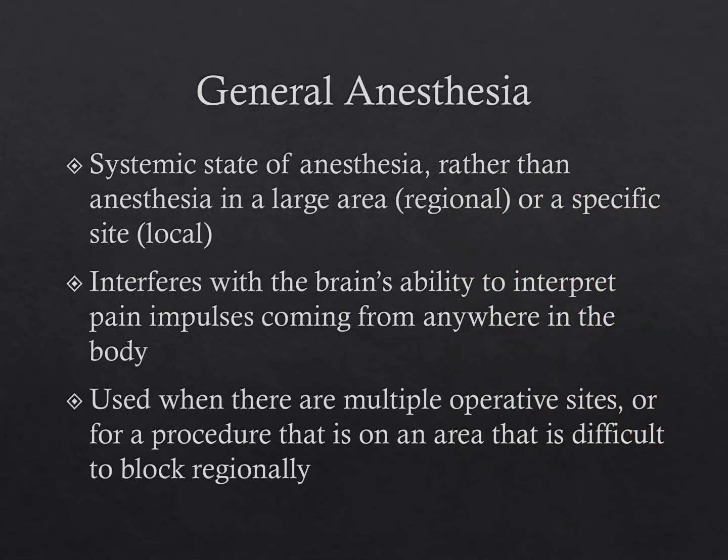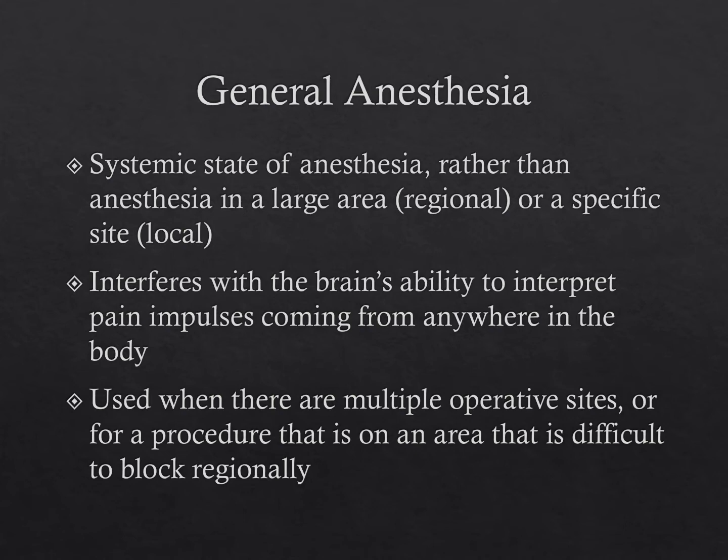General anesthesia, so this is a systemic state of anesthesia. We're talking about the whole body here instead of that regional area of anesthesia we talked about in the last chapter, or a specific site anesthesia and local. So this interferes with the brain's ability to interpret pain impulses coming from anywhere in the body. It's going to be used when there are multiple operative sites or on a procedure that has an area that's difficult to block regionally. So again, I know I can't ask you guys specifically since you're not in class right now, but I'll give you examples.